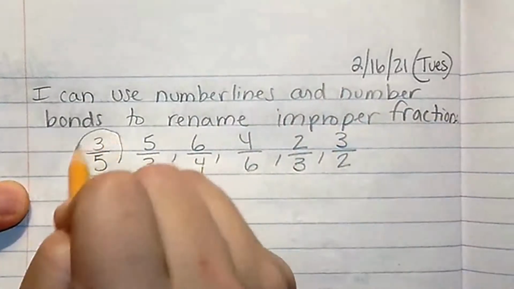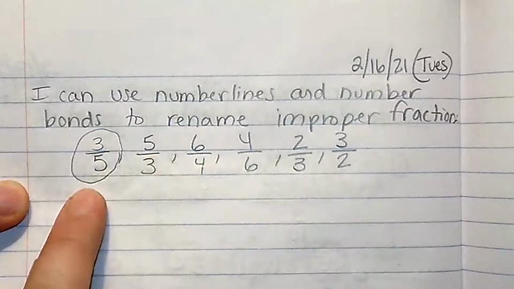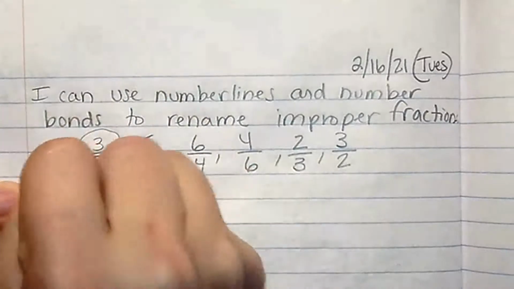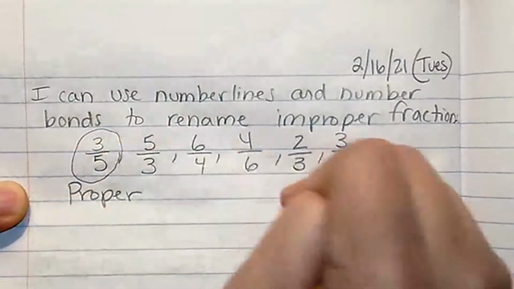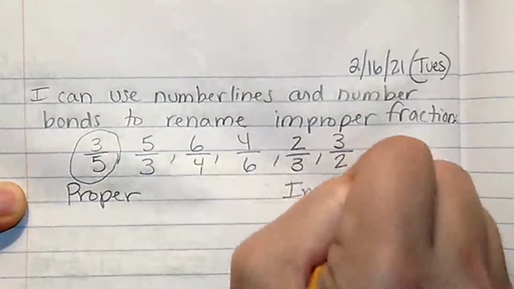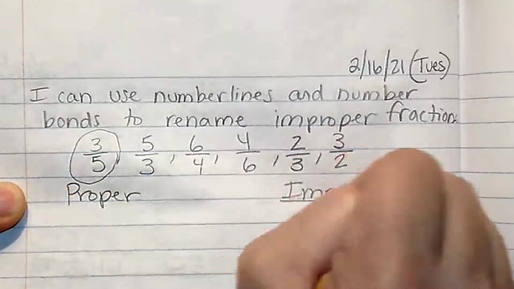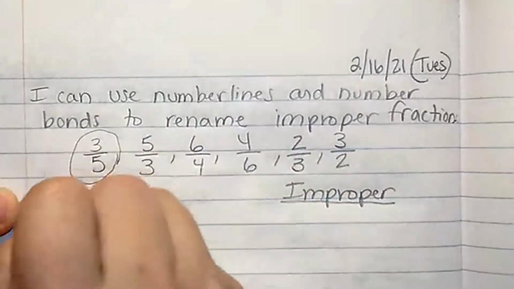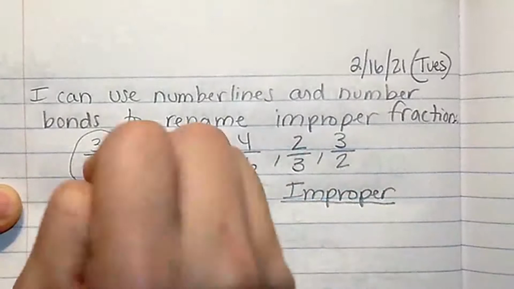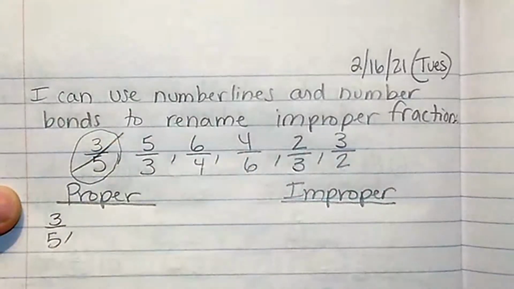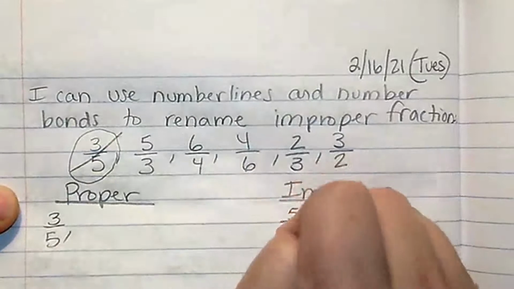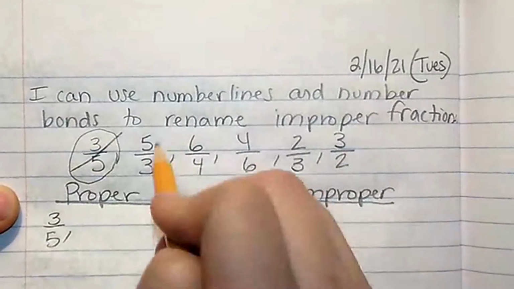Look at 3/5. Is 3/5 proper or improper? It is proper. It looks like a nice fraction. So we would put 3/5 under proper. What about 5/3? Improper. Just looks wrong, doesn't it?